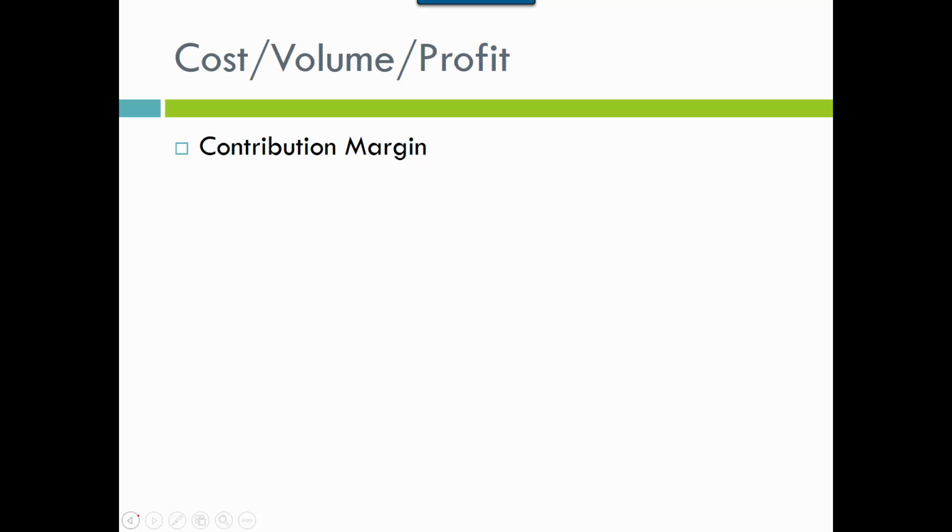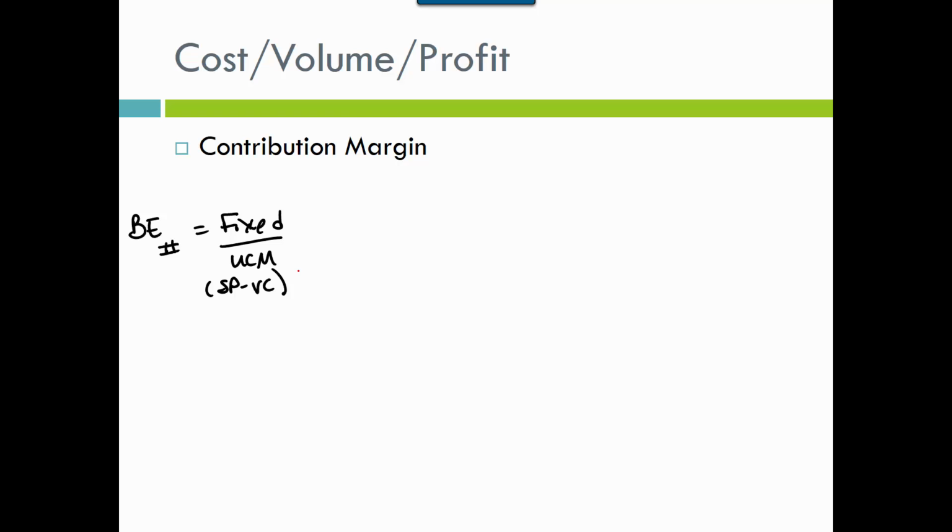Okay, so let's talk about this contribution margin. Just to reiterate, the break-even in terms of number of units equals the fixed cost divided by the unit contribution margin, which is the selling price minus the variable cost. I know I just wrote that on the last page, but I'm putting it here again.